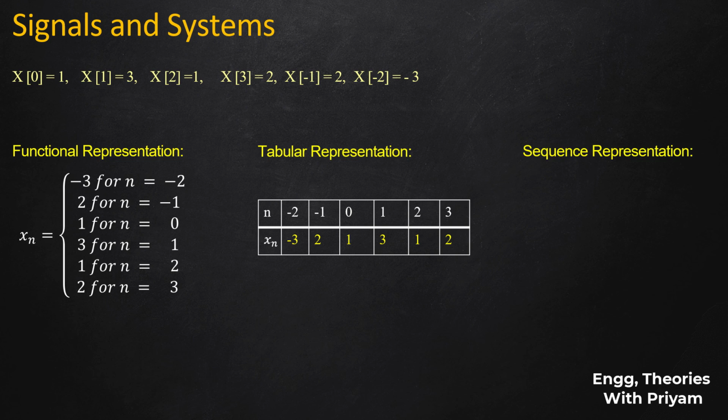Sequence representation. For this representation, the amplitude of the signal is written inside the curly braces, and the signal at n is equal to 0 is denoted by an arrow mark. The left side of the arrow mark is for the negative values of n, and the right side of the arrow mark is for the positive values of n. And for this signal, the value of the signal at n is equal to 0 is 1.